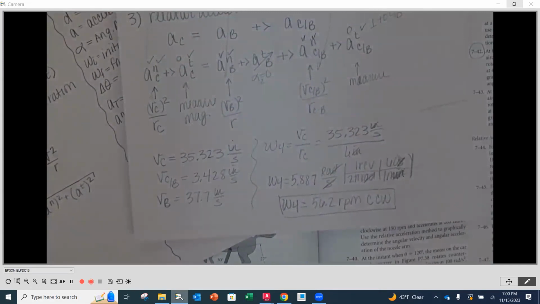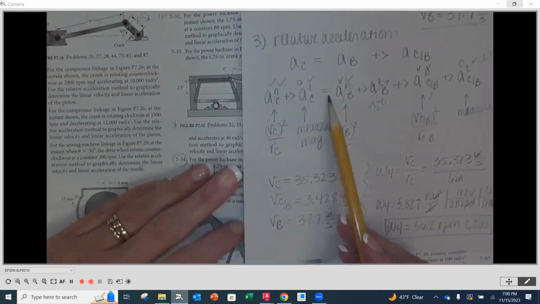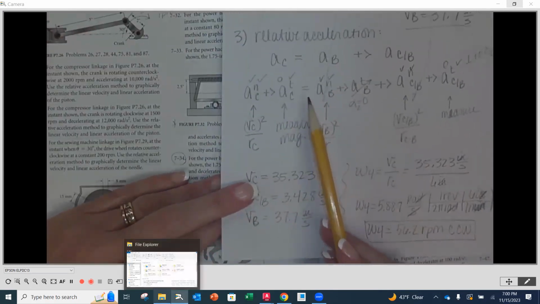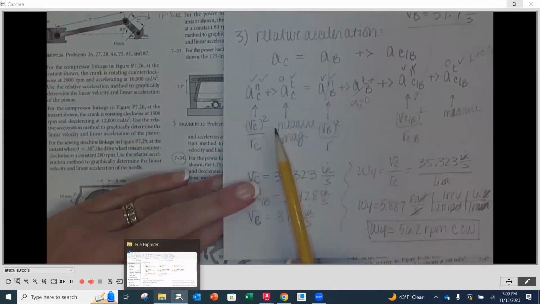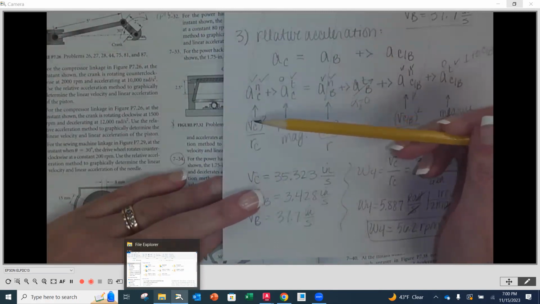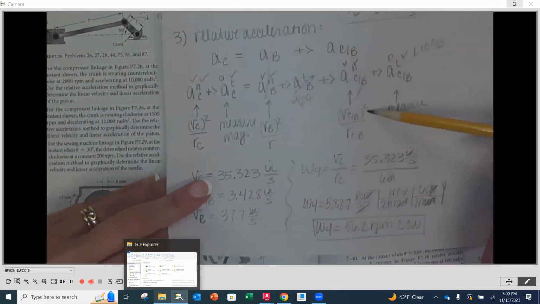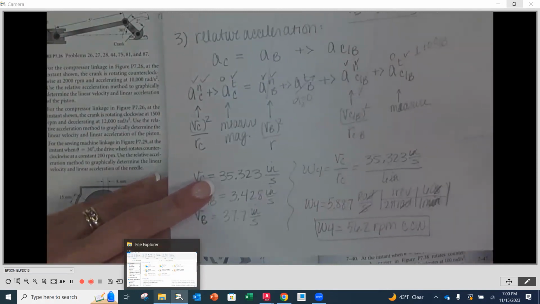So now let's use these numbers and focus on the acceleration part. It really doesn't matter where we start, we'll just move left to right. The first one we need to determine the magnitude for is going to be your normal component of C with the equation we see here. And then we're going to do the normal of B. We're just going to do the normals.